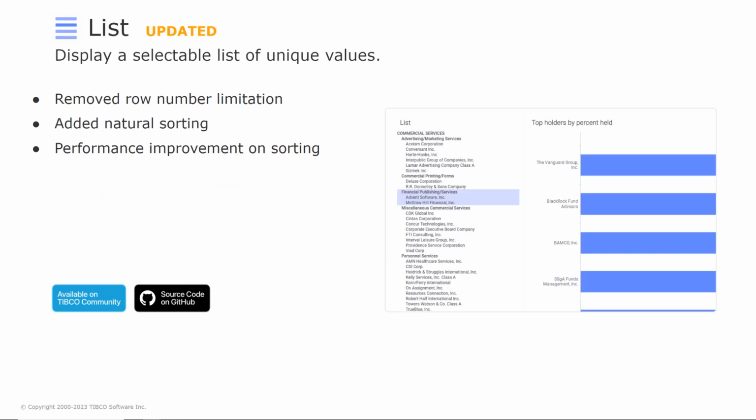We also have an update to the list visualization. So this visualization is used to display a selectable list of unique values in a columnar hierarchy. So what we've added is searching and sorting capabilities. And now we have a new update that removes the row limit and natural sorting and improves performance when switching the sorting. So let's see a short demo on this mod.